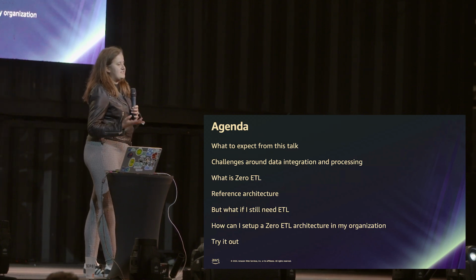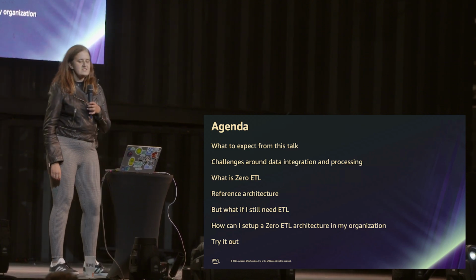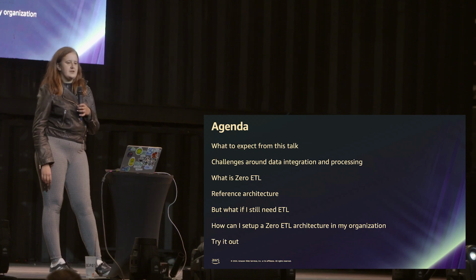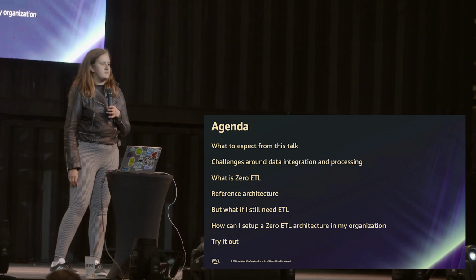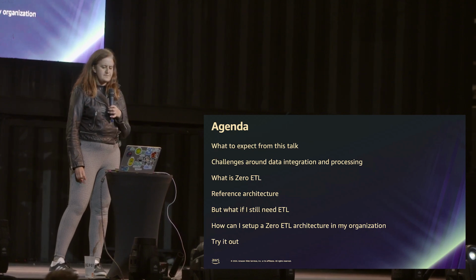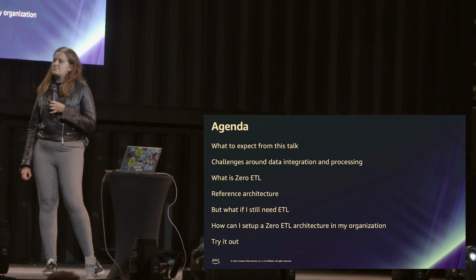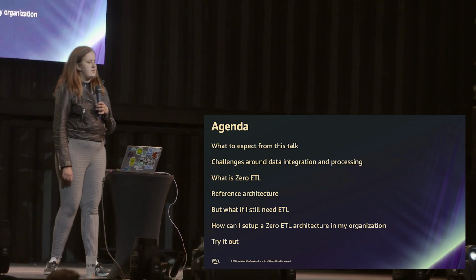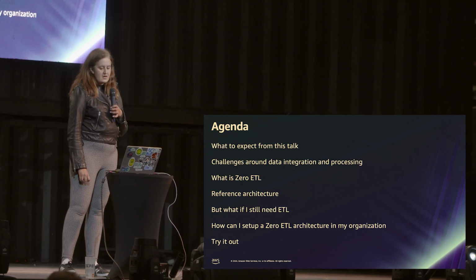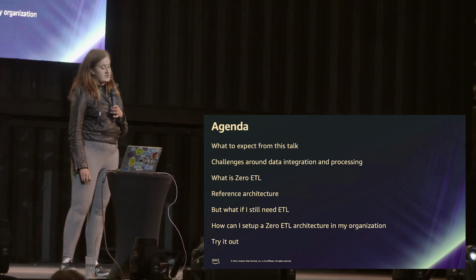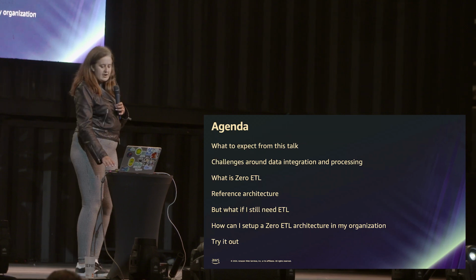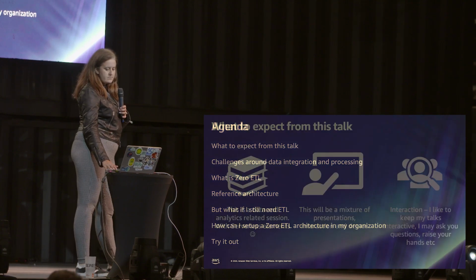We'll then go into, evidently, what is Zero-ETL. We'll look at a sample architecture, so you can see how that looks for real from an architectural sense. And your question may be, well, Zero-ETL is all well and good, but what if I still need ETL? What's my option then? And then also how you can set up a Zero-ETL architecture in your organization, and then I'll give you a little link to go and try it out.